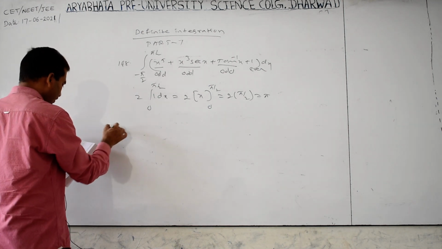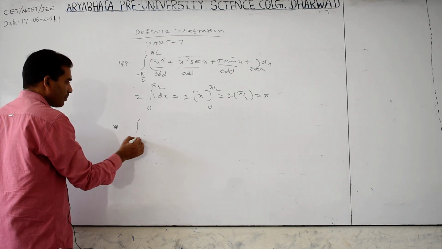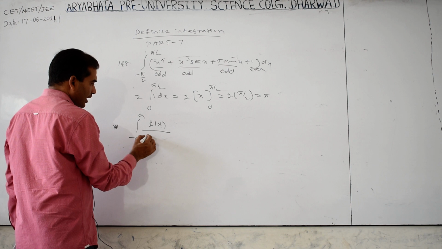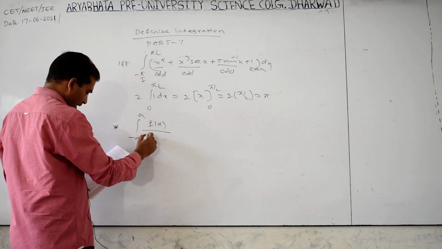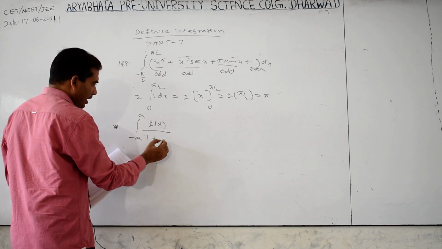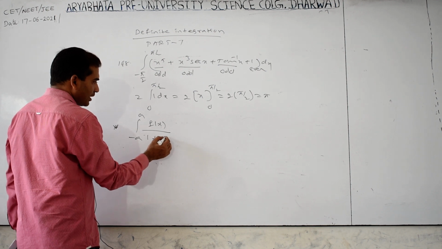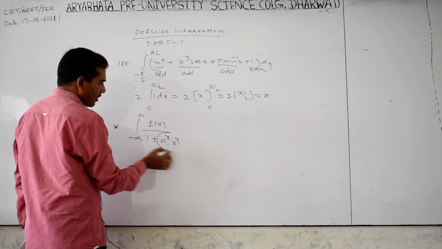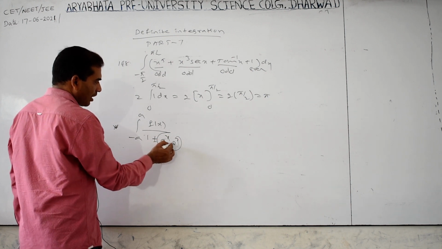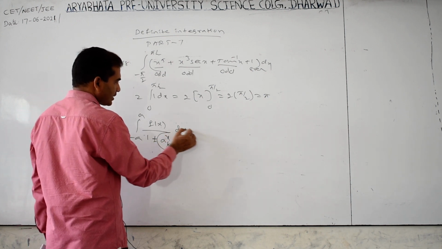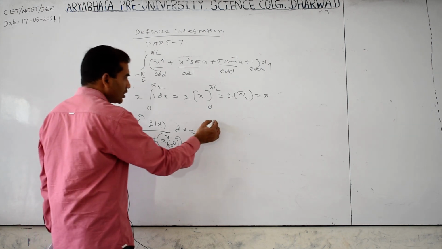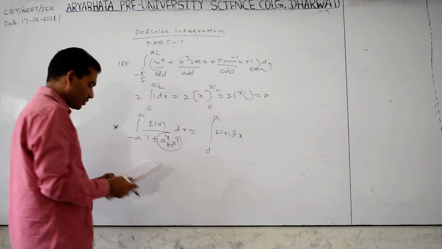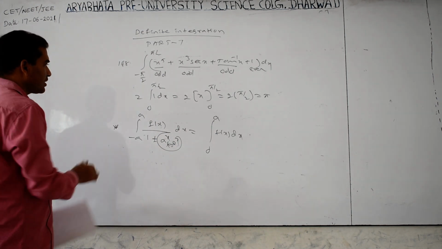And one more important formula: the integral from minus a to a of f of x divided by 1 plus or minus a power x or e power x, any constant, in exponential form. In that case, the answer is the integral from 0 to a of f of x dx. This is a standard formula.